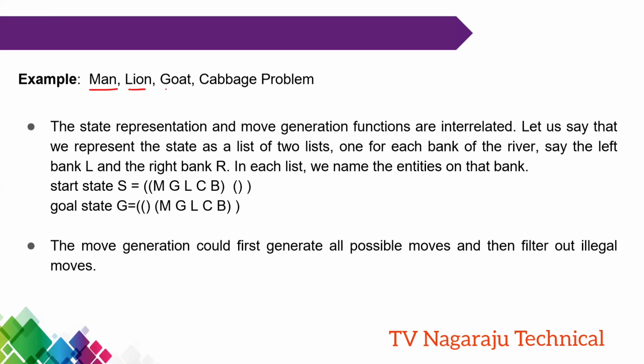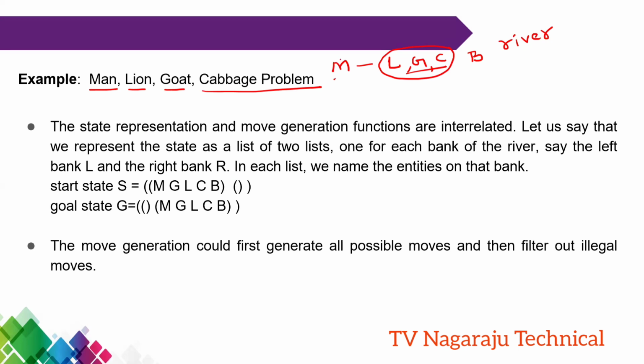the man, lion, goat, cabbage problem. I think everyone knows the problem. What is the problem? We have a man M. The aim is that the man needs to transport a lion, goat, and cabbage across a river. That means the man takes all these and crosses the river. That is his aim, by using some boat B.